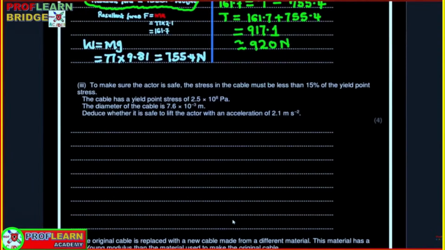To make sure the actor is safe, the stress in the cable must be less than 15% of the yield point stress. We are told that the cable has a yield point stress of 2.5 times 10 raised to the power 8 pascals, and the diameter is 7.6 times 10 raised to the power negative 3 meters. Deduce whether this is safe to lift the actor with the acceleration of 2.1.